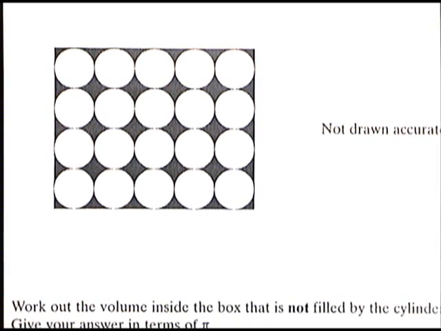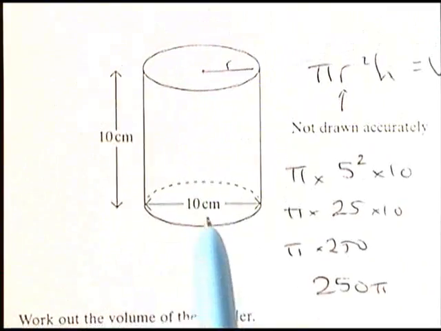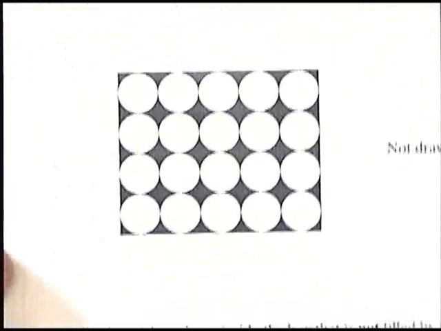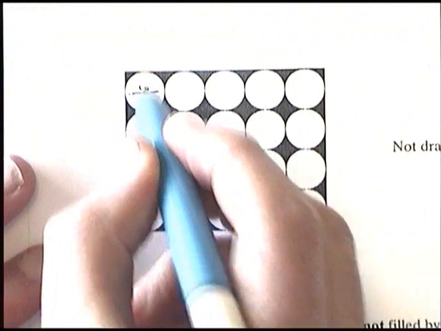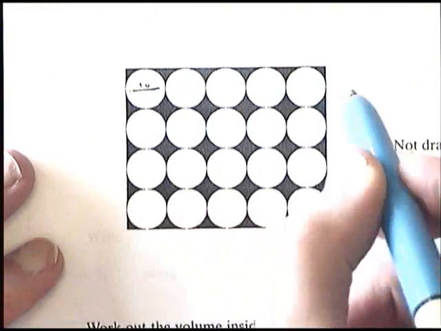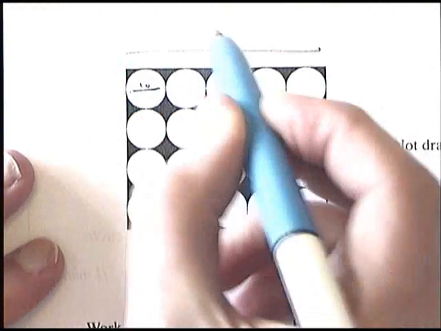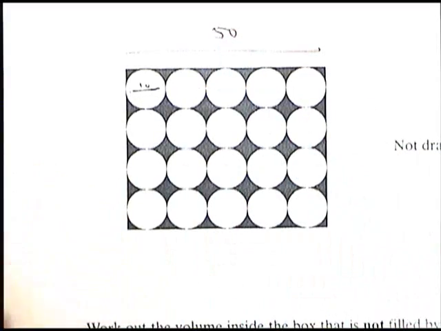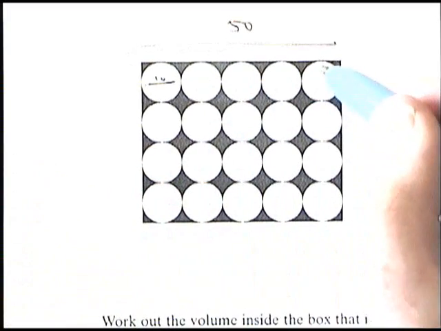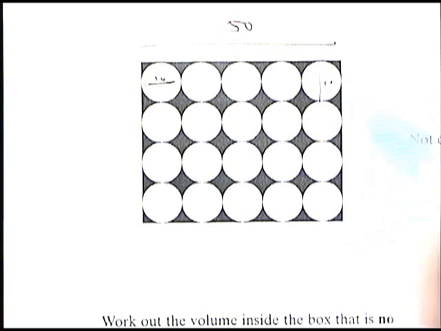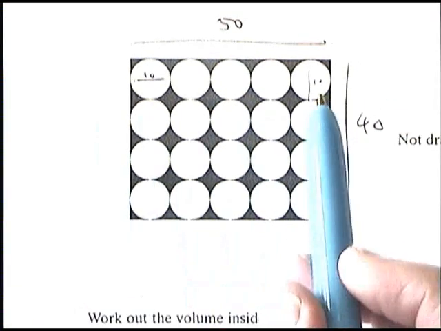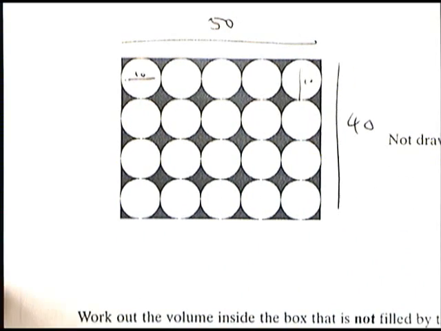So, first of all, we know each cylinder from the previous part of the question has a diameter of 10 centimeters. So across there, that is 10. So all the way across here, it's going to be 5 lots of 10, so that is going to be 50. Similarly, down here, each of these heights is 10, so that's going to be 40. So the box is 50 centimeters by 40 centimeters.